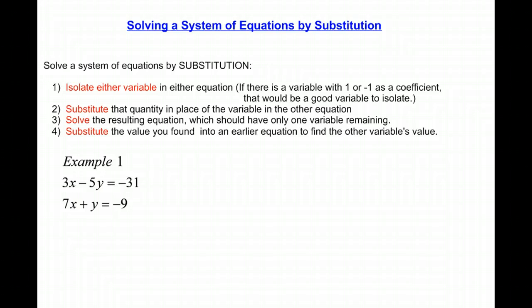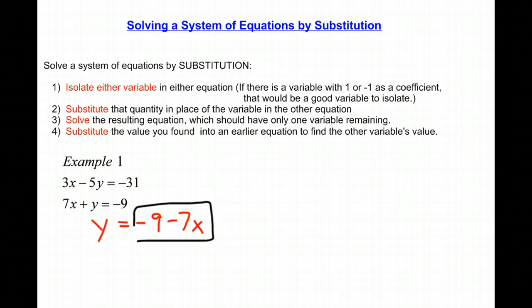You can see this problem right here. If I wanted to make life easy for myself, the variable that looks easiest to isolate is the y in the bottom equation. So I'm going to bring the 7x over to the other side by subtracting 7x from both sides. Now this quantity right here is equivalent to y. This equation tells us so. So I'm going to substitute that value in place of the y in the other equation.